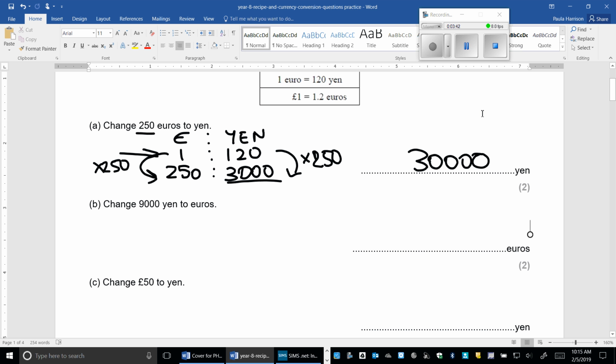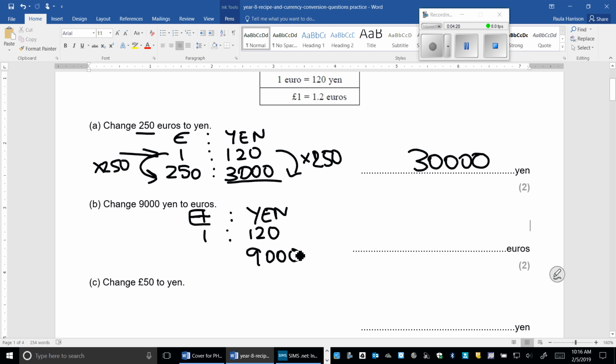So it then says we need to change 9,000 yen to euros. So we're still using this conversion. We've still got euros to yen, so it was 1 to 120. But this time they've talked about which currency? Yen. So which side am I going to write the 9,000 on? The side that the yen is on. Yes, that makes sense, doesn't it? So we're going to write 9,000 here.